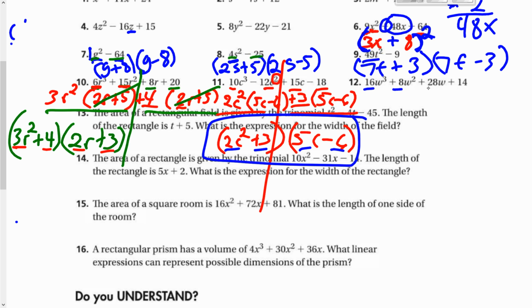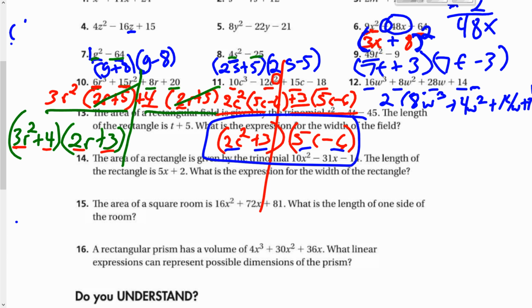18, check. There is a 2 in all those, so we can factor out a 2 first. We get an 8w cubed, because I can't take a w out, since there's no w here. So 8w cubed plus 4w squared plus 14w plus 7.